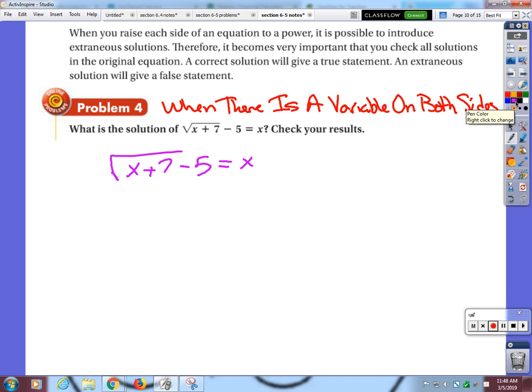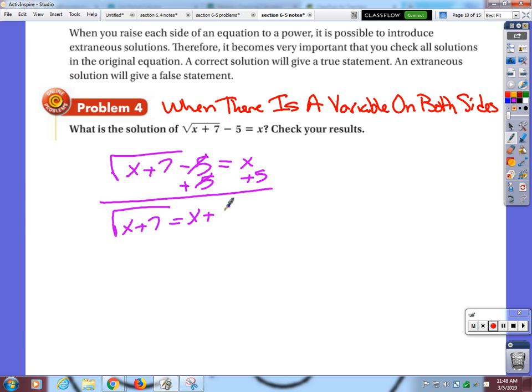So the steps are the same, yes. So the first thing I'm going to do is get the root by itself. How do I do that? I add 5 to both sides. But we can't. Yeah, so I'm going to do the same thing I did before, which is get the root by itself. Then I'm going to square both sides, same as the steps we were working on yesterday.